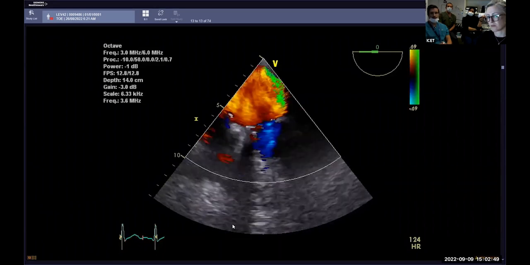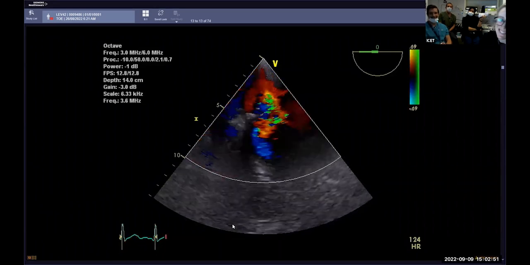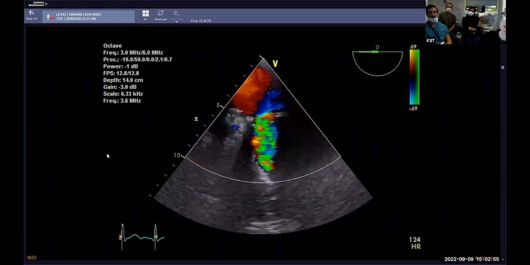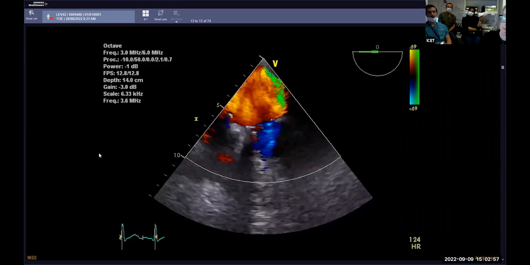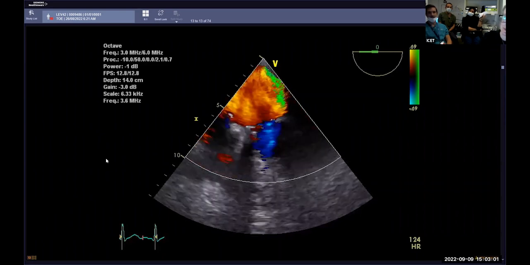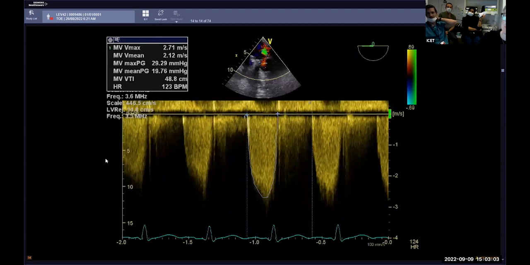So there's, you can see that there's a very high velocity jet again coandering all the way around that left atrium. It's eccentric. And immediately I'll be thinking about some kind of leaflet prolapse or flail. Coandering. Yeah, so it's coandering. That's awesome. Exactly. I love it.